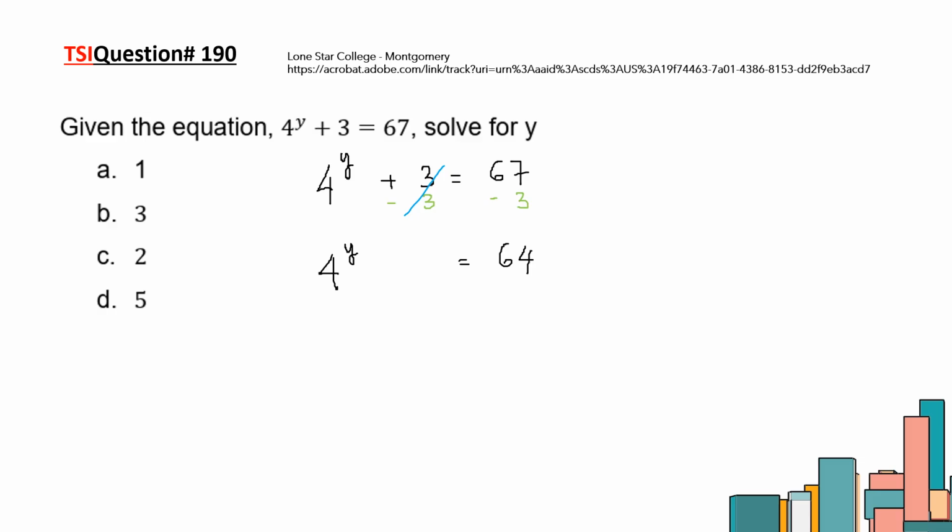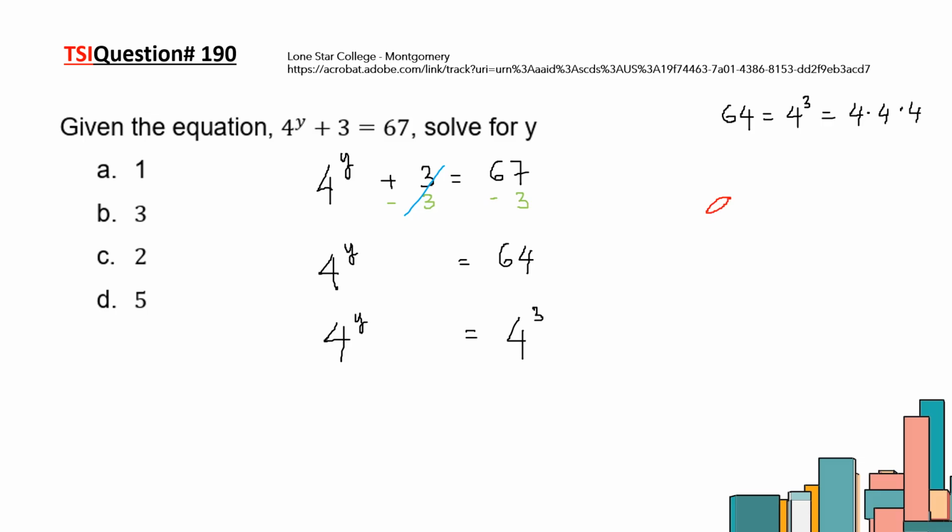And we know that 64 is 4 cubed, which is 4 times 4 times 4. 4 times 4 is 16, times 4 is 64. So we have 4 to the power of y equal to 4 to the power of 3.